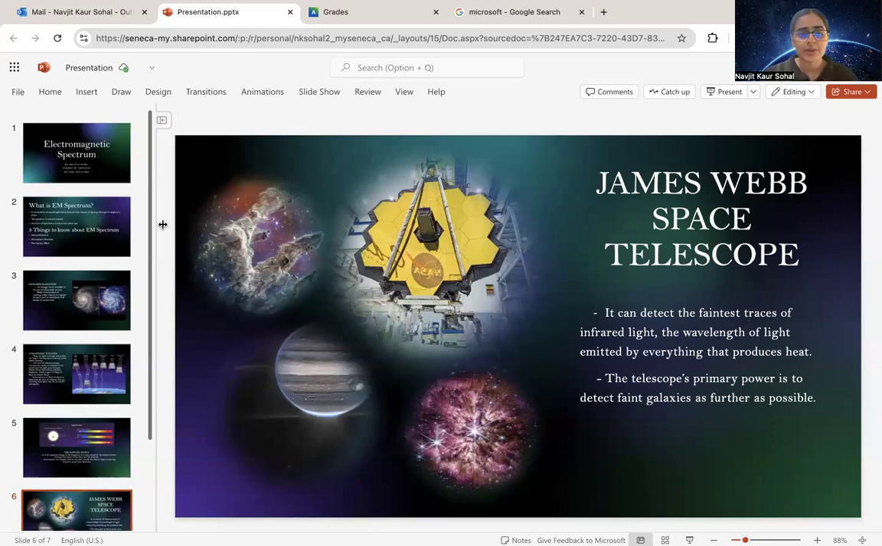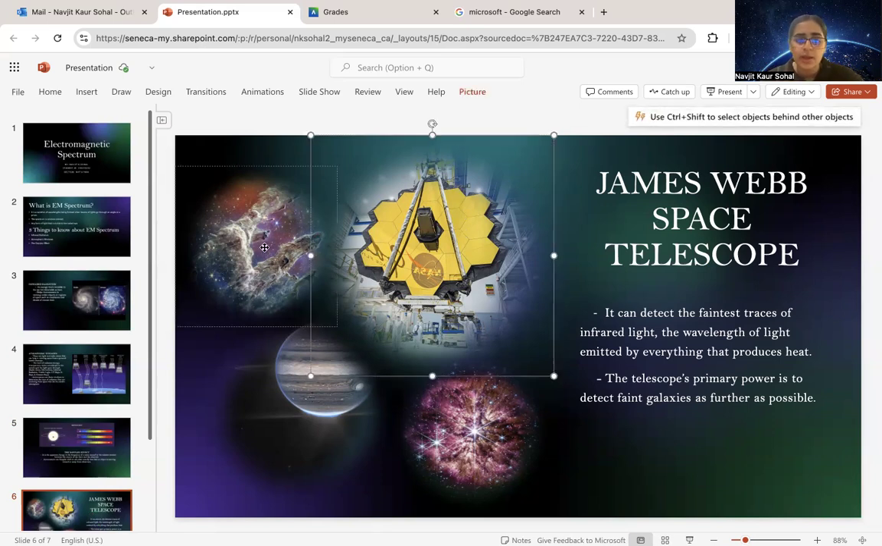So as you can see in the pictures, these are some of the images that it was able to capture, and this is something that we can't see with a basic telescope or with any other telescopes that are out there in outer space. However, the James Webb Space Telescope was able to see all of this, and this is actually the James Webb Space Telescope, and these are the images that it was able to capture.